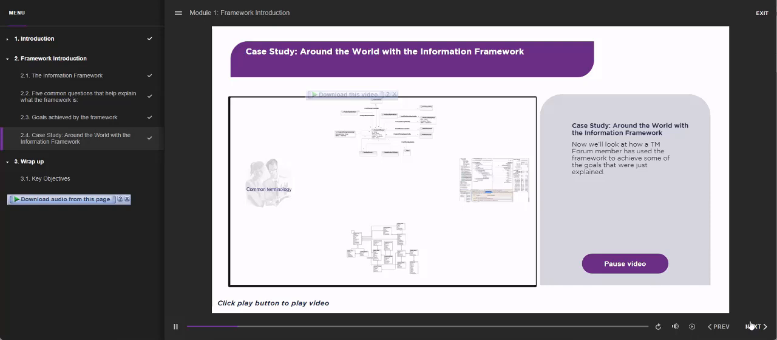We'll take a look at 4 common uses of the framework shown here, and the effort and/or cost that can be saved associated with each one. First, let's look at the framework's use as a source of common terminology.